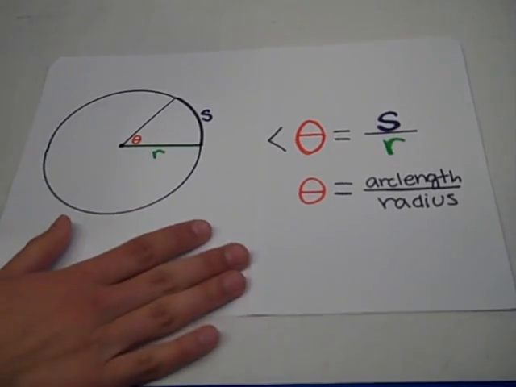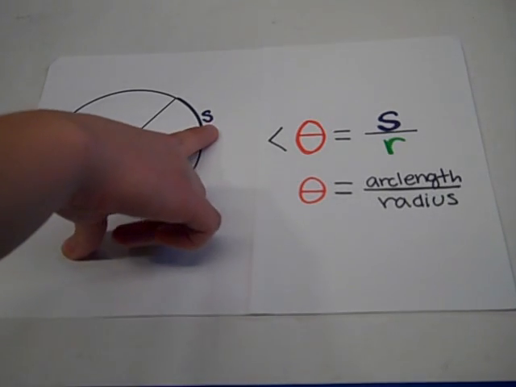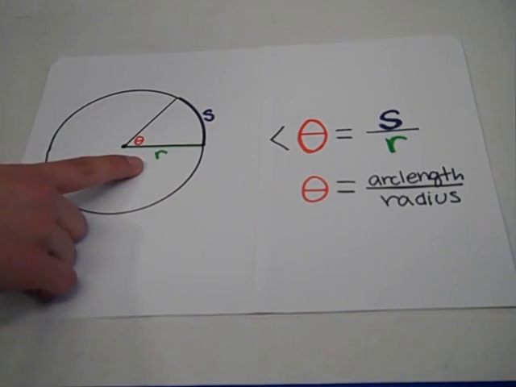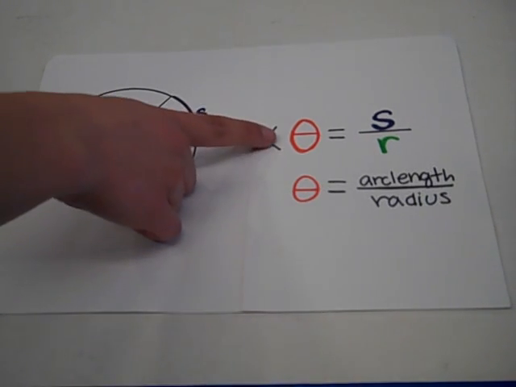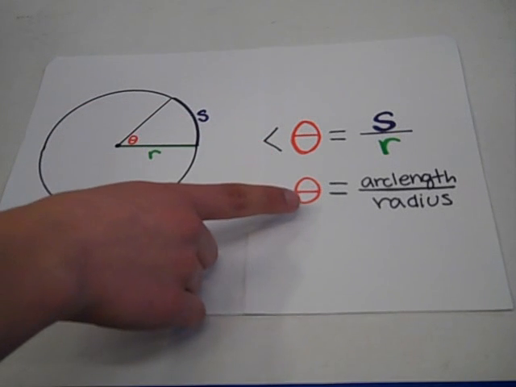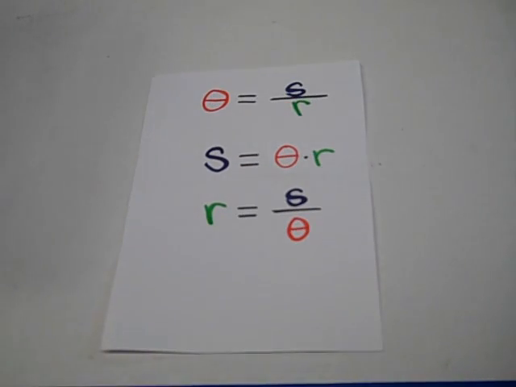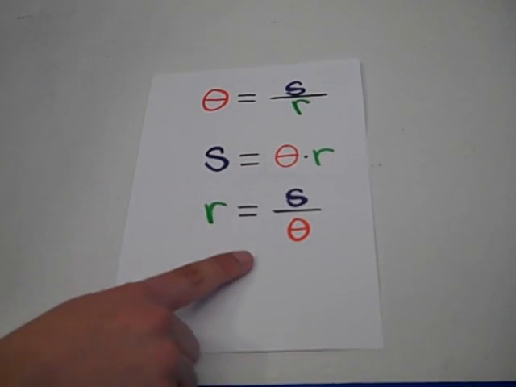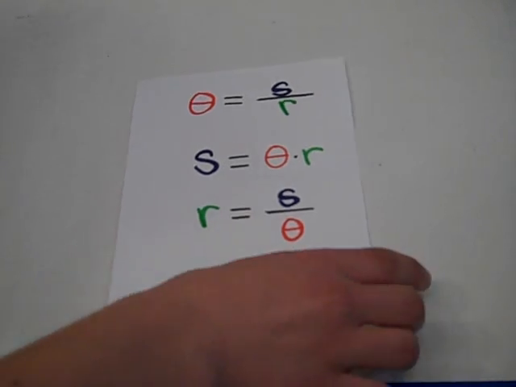To start with, look at this circle. The arc length will be represented by S, the radius will be represented with R, and the angle will be represented with theta. The basic equation is theta equals S divided by R, or arc length divided by the radius. This equation can be converted to S, which is equal to theta times R, or R, which is S divided by theta.